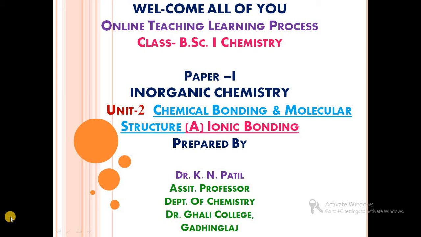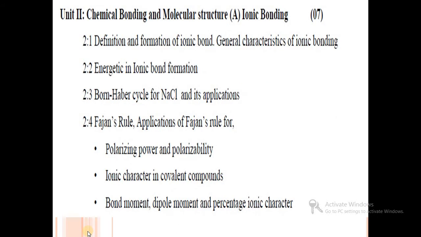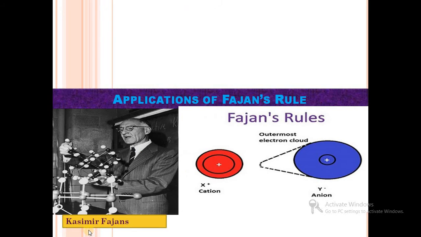We have started paper number one in organic chemistry, in which we have seen unit number two, chemical bonding and molecular structure, with respect to ionic bonding. In our last video we have seen the applications of Fajans' rule with respect to polarizing power and polarizability, then ionic character in covalent compounds, then bond moment and dipole moment. In this video we will see percentage ionic character.